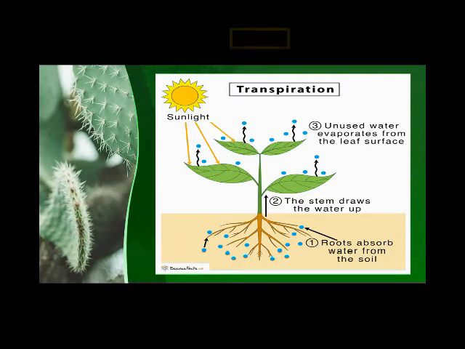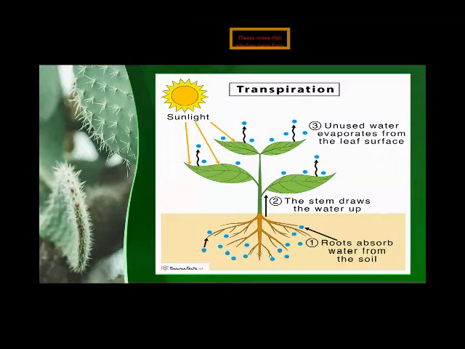Go towards the first label: roots absorb water from the soil. You know, students, a large amount of water is present in the soil, and this water is absorbed by the root hairs and moves into the xylem vessels. Yesterday we discussed the whole mechanism of the uptake of water and minerals from the soil. Two processes are going on here: active transport as well as passive transport, through the osmosis process.